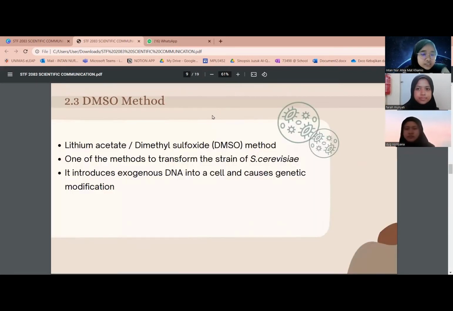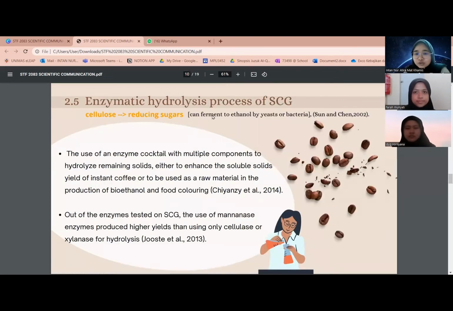So moving on to the DMSO method, the transformation process in strain of yeast of Saccharomyces cerevisiae is important in resulting the genetic modification of fungi. The DMSO method or lithium acetate method is one of the methods to transform the strand of Saccharomyces cerevisiae as it introduces the exogenous DNA into a cell and causes genetic modification. Next, I will pass to Farah.